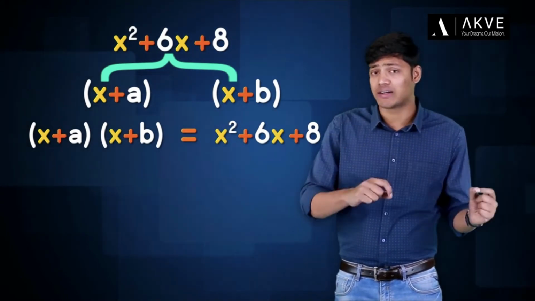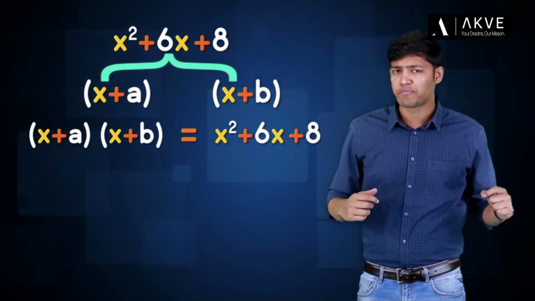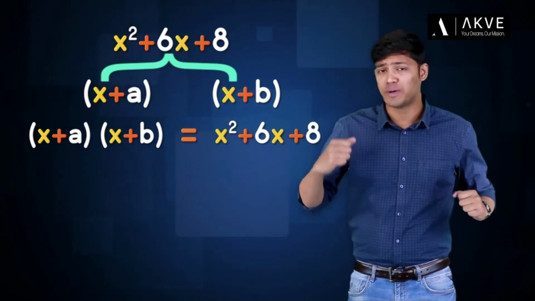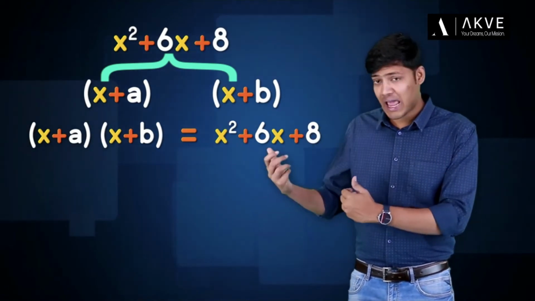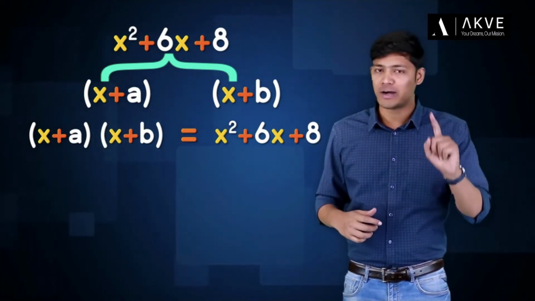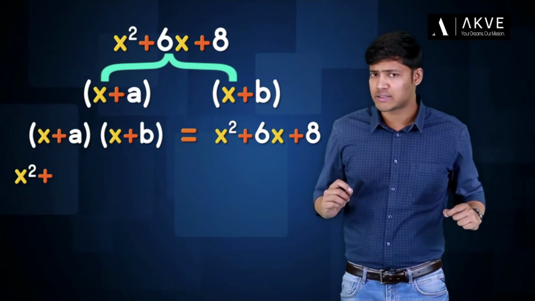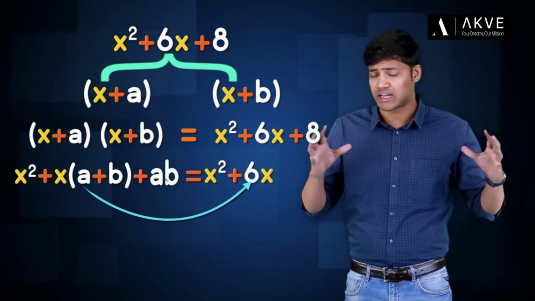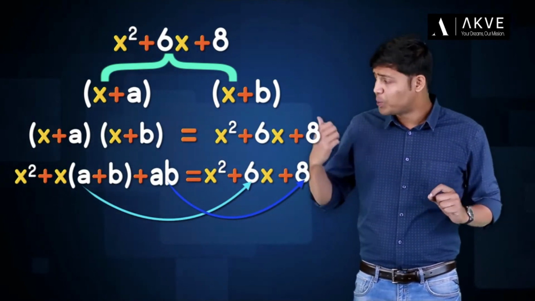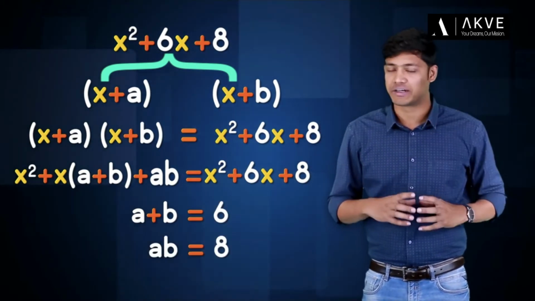Since we consider the factors of the polynomial x squared plus 6x plus 8 to be x plus a and x plus b, the product of x plus a and x plus b must be equal to x squared plus 6x plus 8. That is, x plus a multiplied by x plus b must equal x squared plus 6x plus 8, which implies that x squared plus x multiplied by (a plus b) plus ab equals x squared plus 6x plus 8. From comparison, we can say that a plus b must be equal to 6 and ab must be equal to 8. Here comes the most important trick.